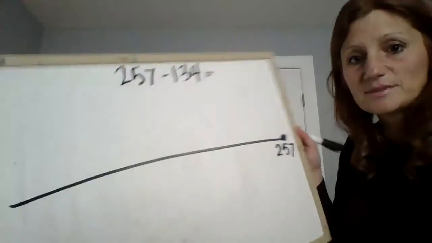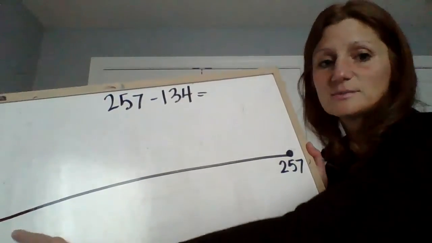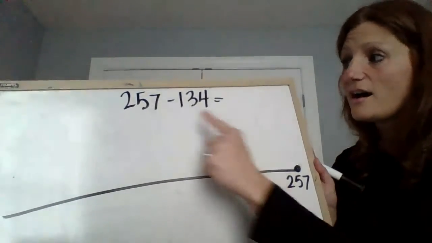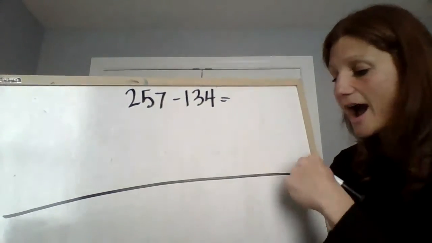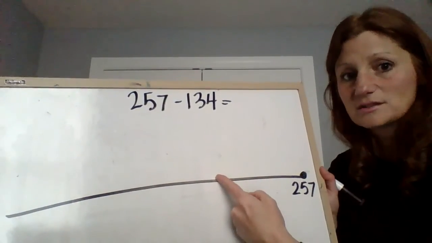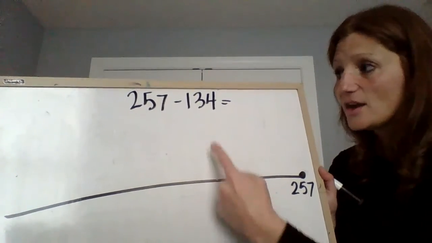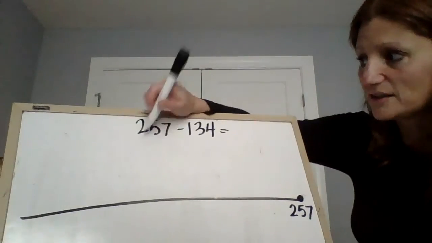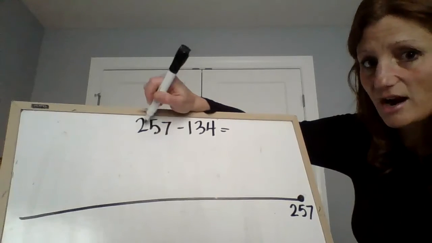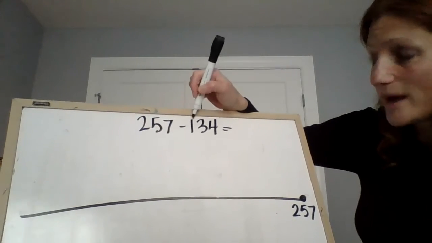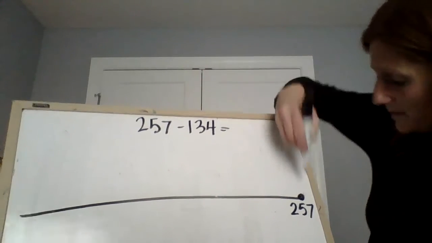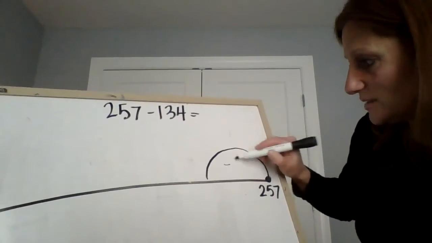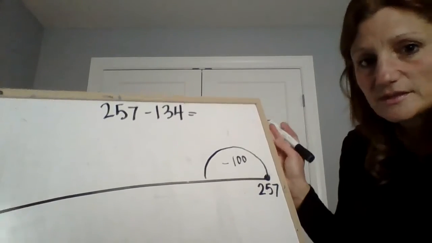So first, I'm starting with a straight line. This is my number line. And I put 257 down here because I'm subtracting. I'm going to be jumping backwards on the number line. Okay? So the first thing I'm going to do is I've already started at 257, so I've got this number taken care of. Now I have to take away a group of 100. So I'm going to make a big jump on my number line, and I'm going to write minus 100 in here. Does that make sense?